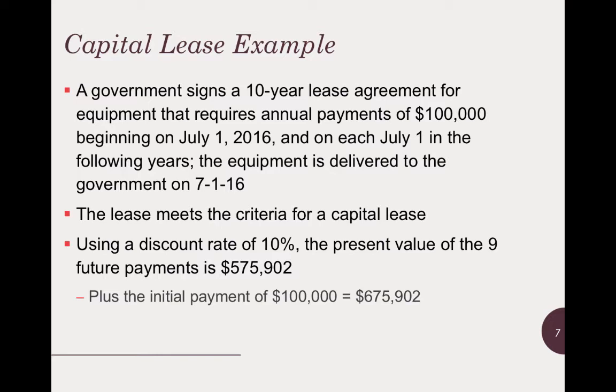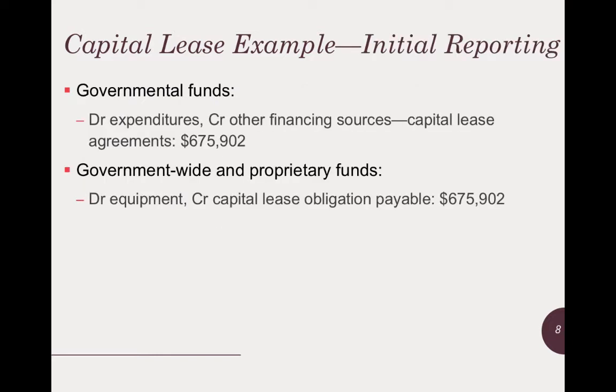So the present value of the 9 future payments, not the initial payment, you don't need to present value that because it's already in the present. So just the 9 future ones, their present value at 10% is $575,902. So plus the initial payment of $100,000, and then you've got an amount that you're focusing on here of $675,902.